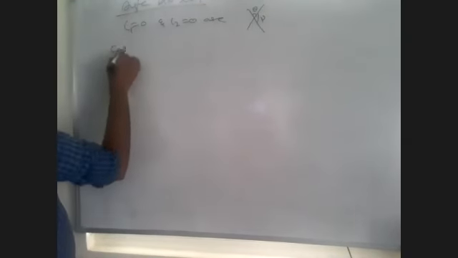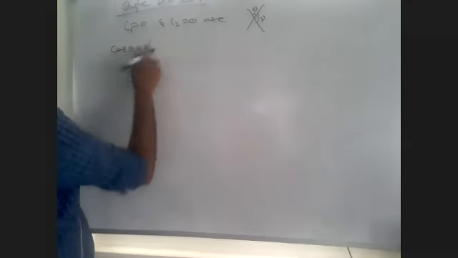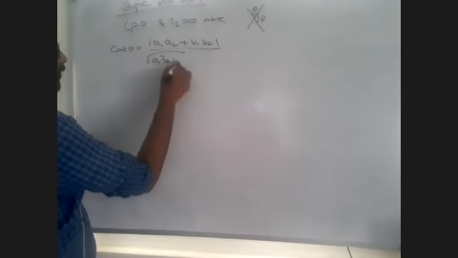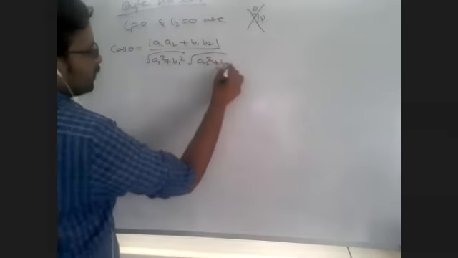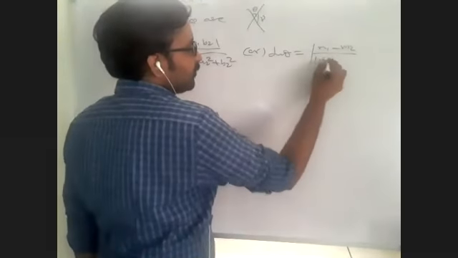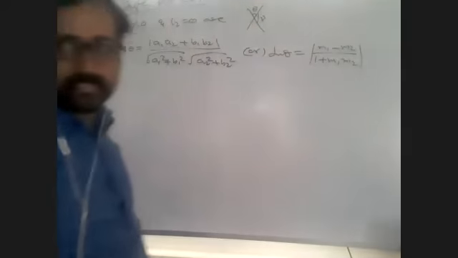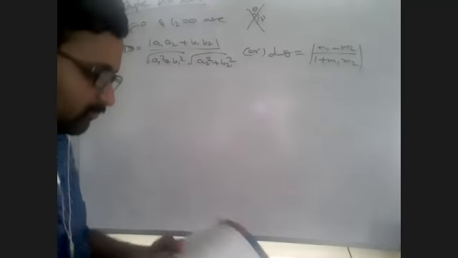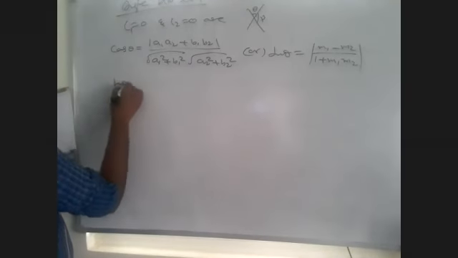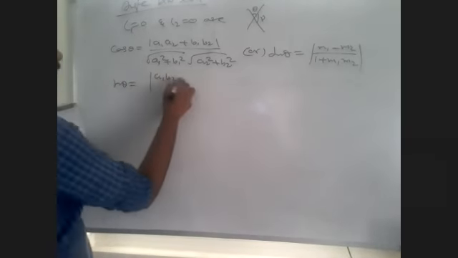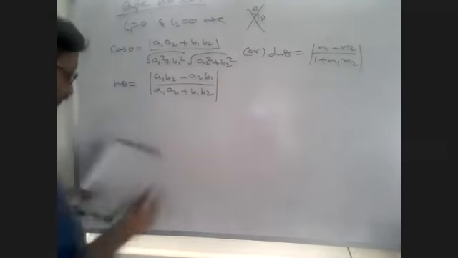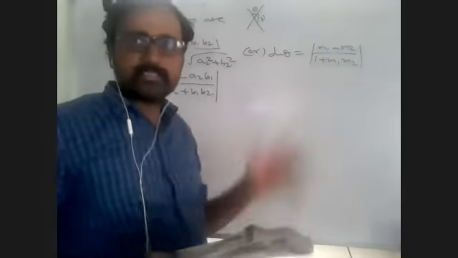The formula is cos theta is equal to mod of a1 a2 plus b1 b2 by root over a1 square plus b1 square times root over a2 square plus b2 square, or tan theta is equal to mod of m1 minus m2 by 1 plus m1 m2. These formulas you already know, that's why I'm writing fast. These are the formulas in terms of slopes and in terms of the coefficients. And from this also we can write tan theta is equal to mod of a1 b2 minus a2 b1 by a1 a2 plus b1 b2. Okay, this is for the acute angle.